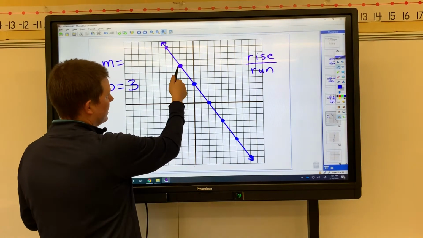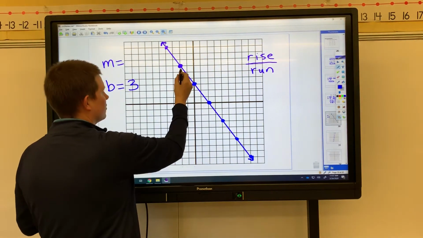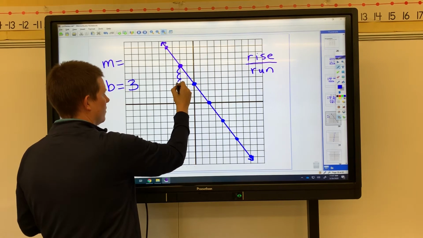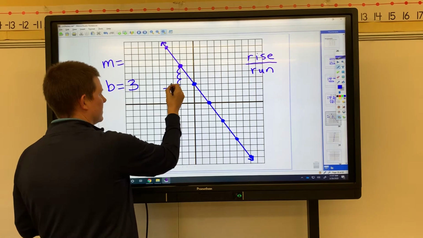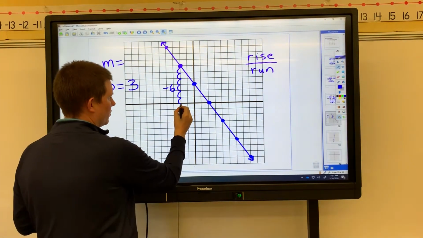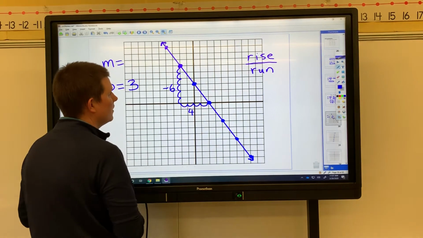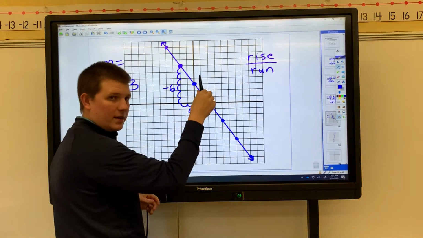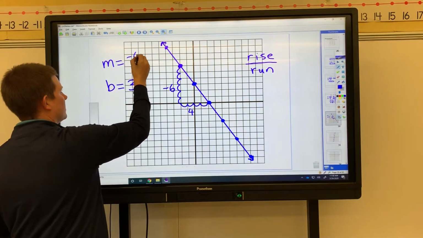And we're going to see, kind of like a staircase, how many times we have to go from this dot to get to this dot. So we have to go down 1, 2, 3, 4, 5, 6. I went down 6. And since I went down, it's a negative. When you go down, it's negative. Now I'm going to go to the right, 1, 2, 3, 4. So rise would be up and down. That's our numerator. In this case, it's negative 6.